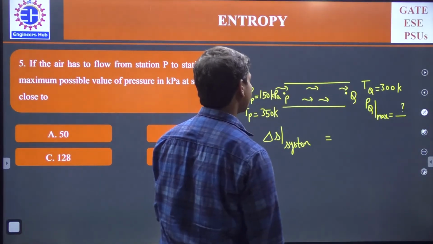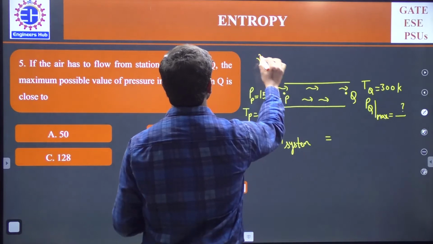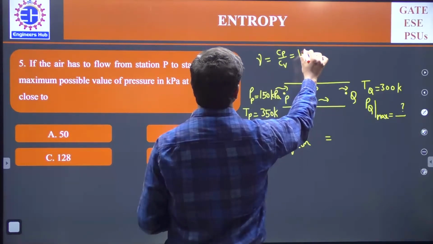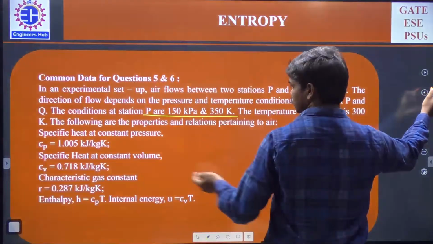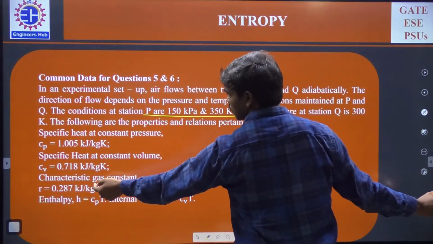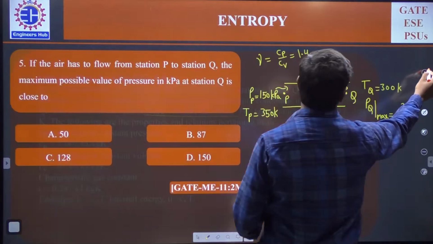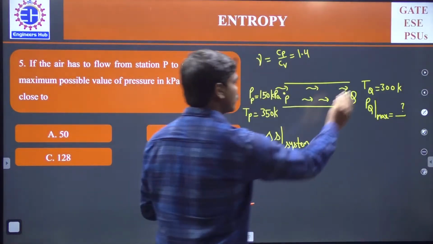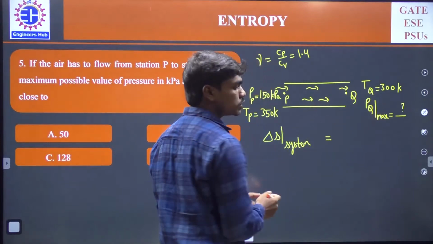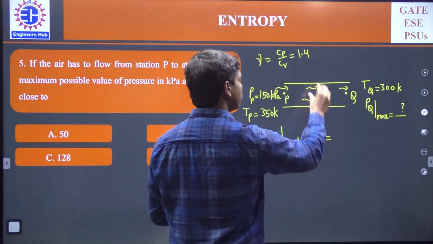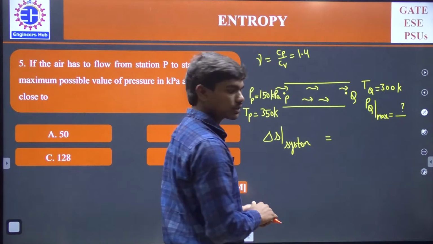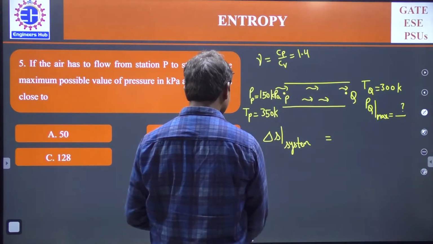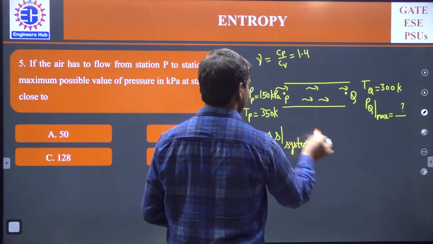Now if you see carefully, gamma is already given, which is the ratio of specific heats, 1.4. Basically, if you calculate the ratio, we'll get 1.4. Now this is an adiabatic flow. If the pressure has to be maximum, then what should happen? Obviously, this should be a reversible adiabatic process. Correct? The flow process which is happening should be reversibly adiabatic. So let us do that.